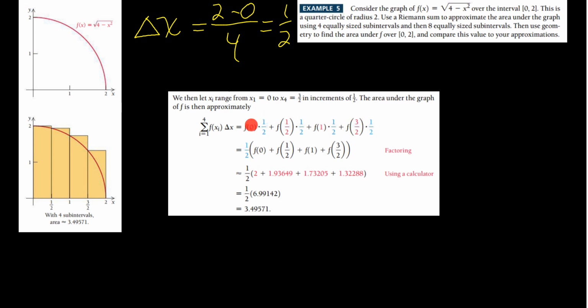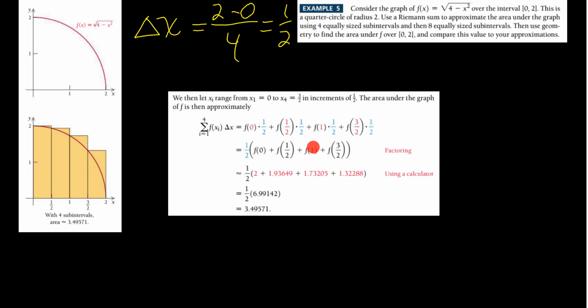Again, we're just going up 1 half. We see the pink here, we're just going up 1 half each time. Well, we are familiar with factoring. We notice how we have 1 half in each one of these. And by the way, you can do this every single time. You factor out that delta x. So when you factor out the delta x, you're simply left with f of 0, f of 1 half, f of 1, and f of 3 halves.